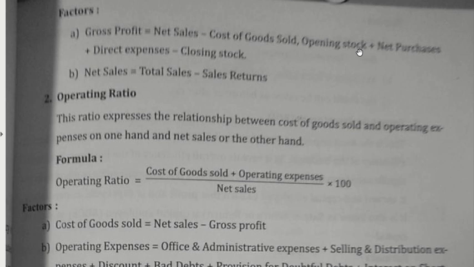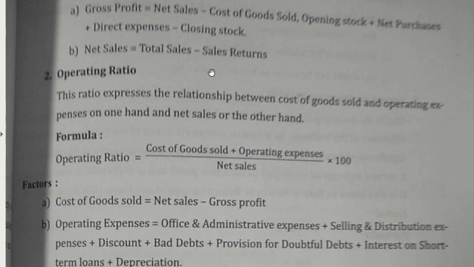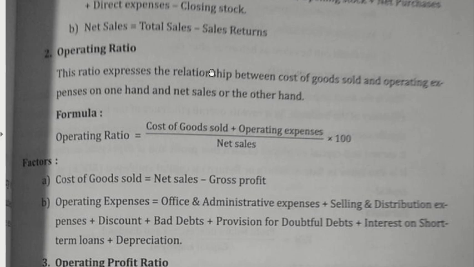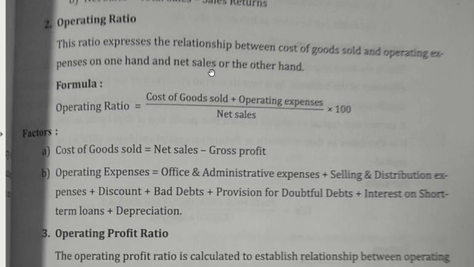or if they give net sales and cost of goods sold, then you use that formula, which is net sales minus cost of goods sold. Or if they give opening stock and closing stock, then you use the next formula, which is opening stock plus net purchases plus direct expenses minus your closing stock. Then you have your net sales, which is total sales minus any sales returns.